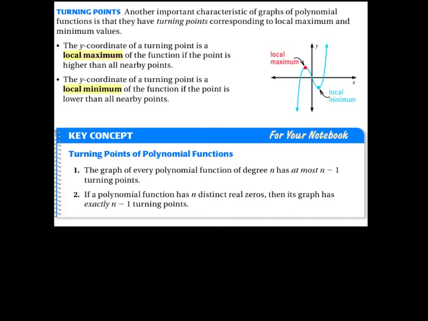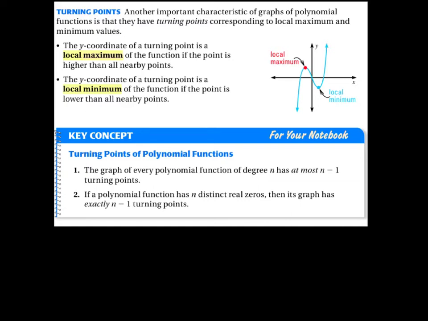So whatever our degree is, we can have at most one less turning point than the degree of our polynomial. So don't worry so much about number 2 because we're not going to worry about what the distinct real zeros are as far as graphing goes. But you guys need to know how many possible turning points a polynomial function can have in regards to what its degree is.